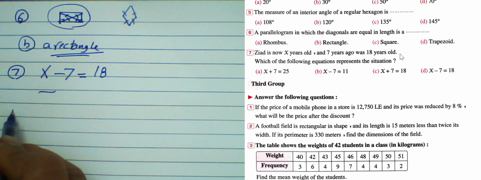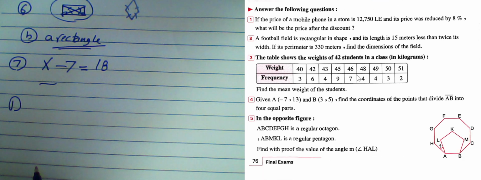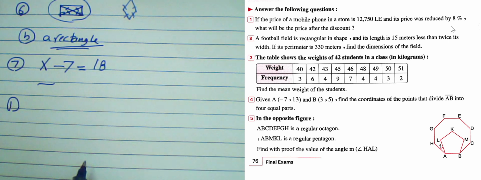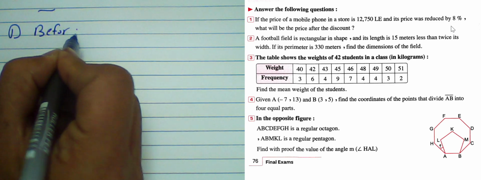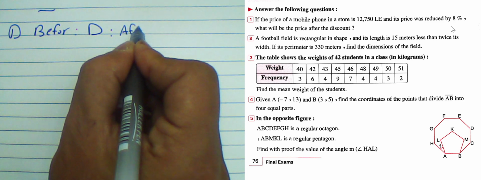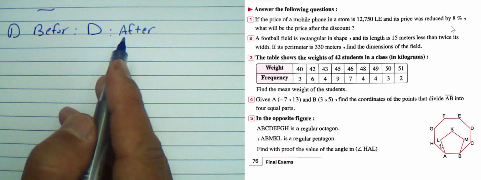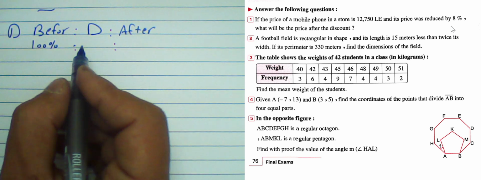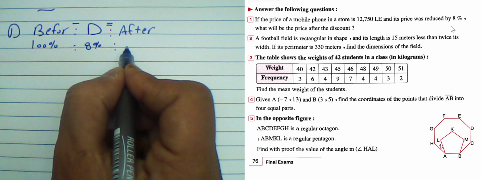Third question here, number 1. Answer the following. The price of a mobile phone in the store is 12,750 Egyptian lira and its price is reduced by 8%. What will be the price after the discount? Okay. In this example, we can write the ratio between before discount and after discount. Okay, my students, there is a table: before discount, after discount. Before discount, the percentage was 100%. And it tells us the discount was 8%. So we can find the difference between 100 and 8. It will be 92%.